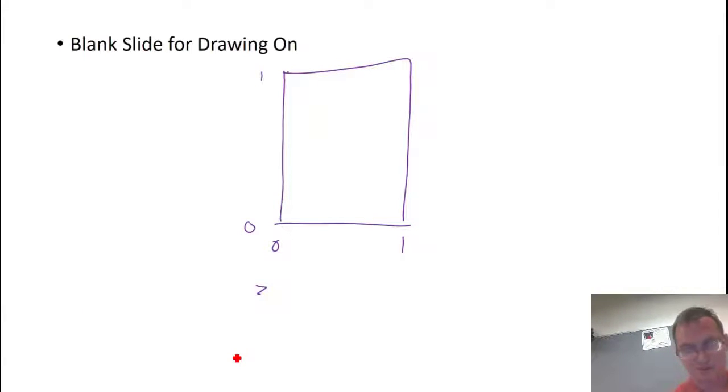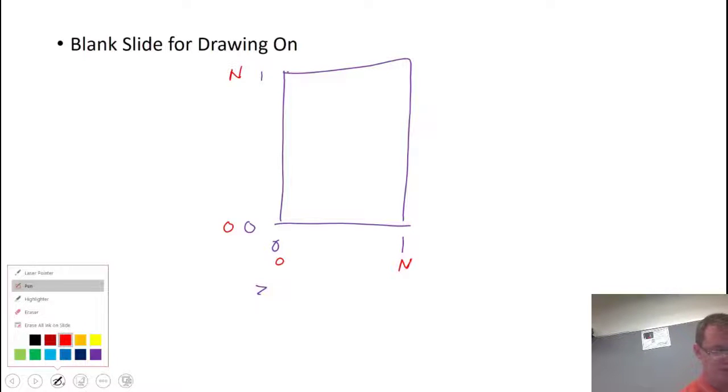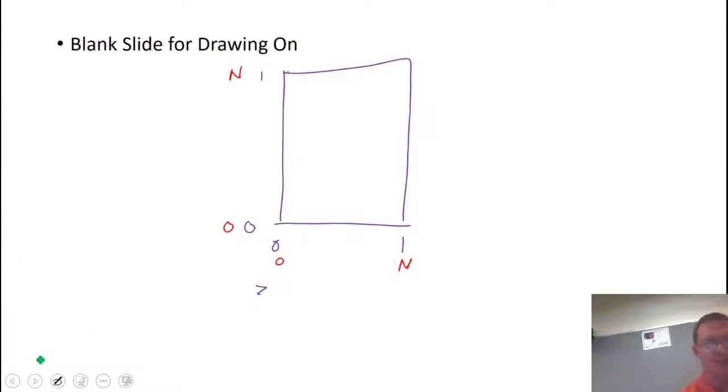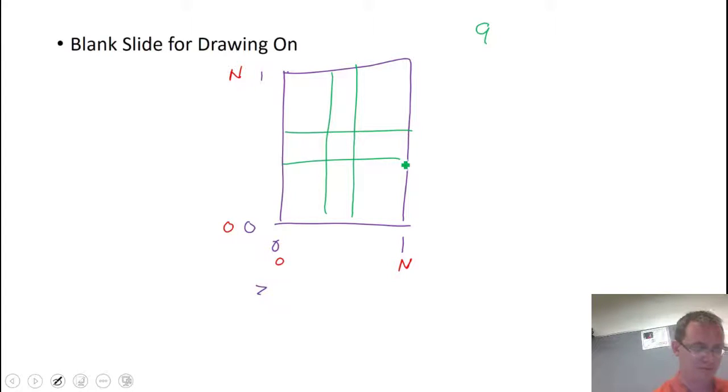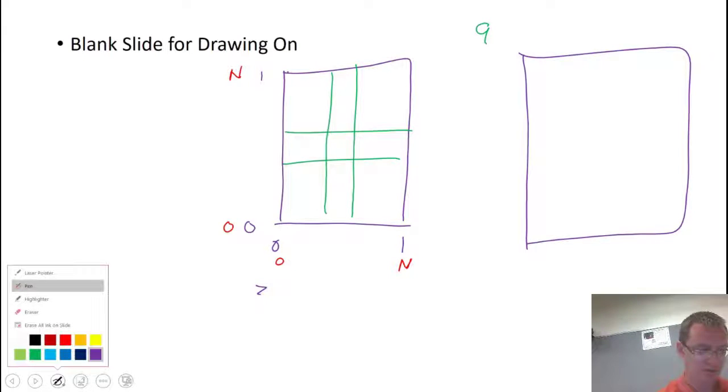The discrete version is going to run from 0 to n. For purposes of exposition, we're going to say we have 9 processors. So how do we divide up our domain amongst our 9 processors? 3 by 3, or 1 by 9, I guess. We could do a 3 by 3, or we could do a 1 by 9.